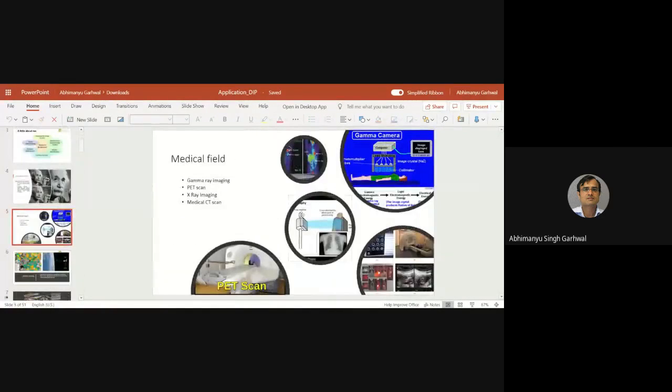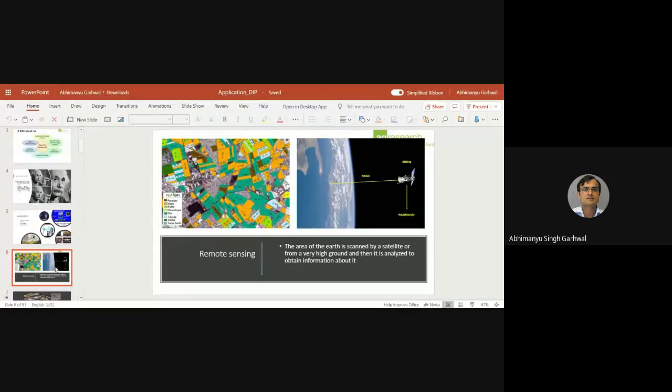The next application is in the medical field, like gamma ray imaging, PET scans, X-ray imaging, and medical CT scans, where you can capture images from different sources as per the requirement of the medical analysis. After capturing the image, you apply image processing techniques to get the required information. Like in X-ray, you analyze whether the bones are fractured or not. In a CT scan, you analyze whether there is cancer or whether the tissue is healthy or not.